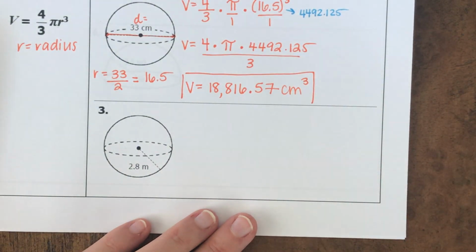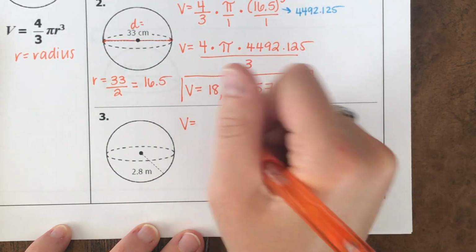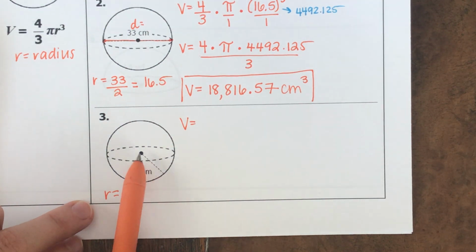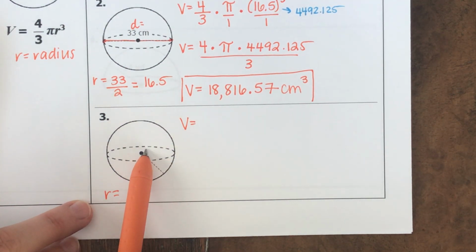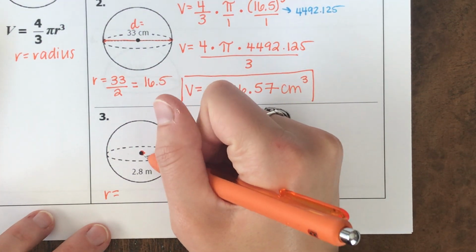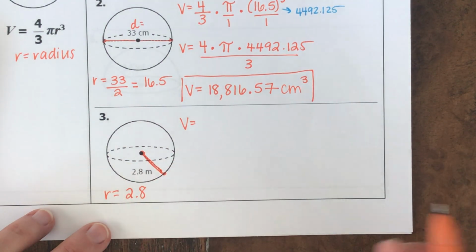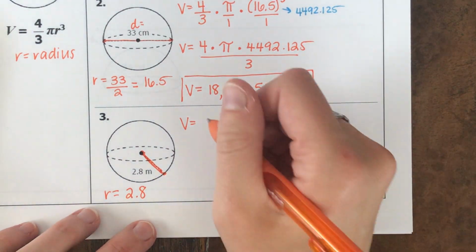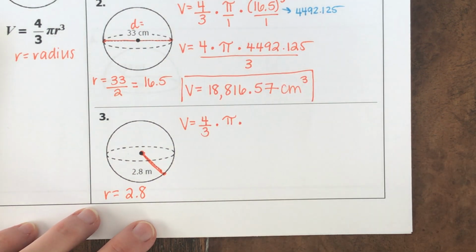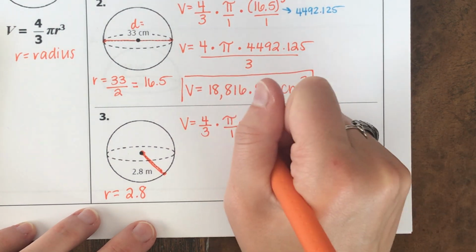Let's do one more. All right, so I've got volume equals, so I guess the first thing I should really do, right, is look for my radius. Don't let this fool you. It isn't straight up and down or straight across like our last one, but radius just means it goes from the center to one of the edges, and that's exactly what I have here. So my radius for this problem is 2.8. Don't let that picture the way it looks fool you. So I'm going to do 4/3 times pi times my radius cubed, 2.8 cubed, over a 1 over a 1.